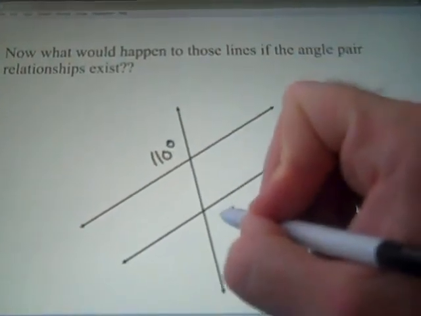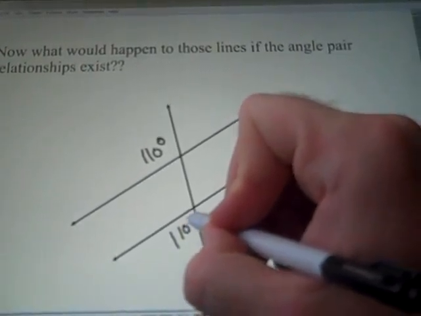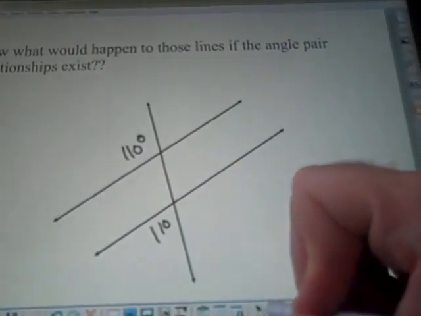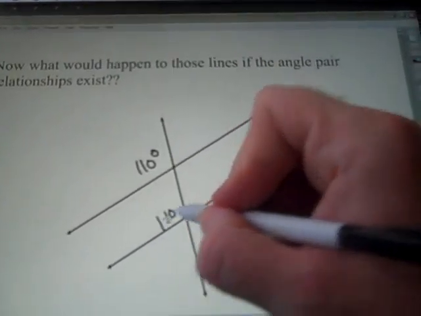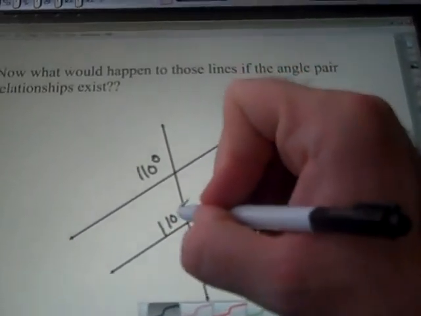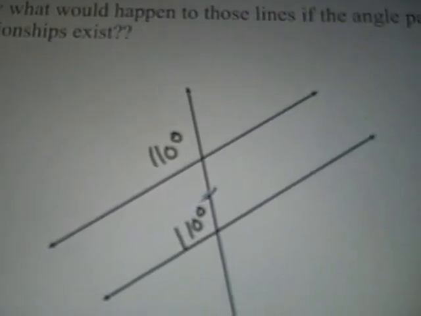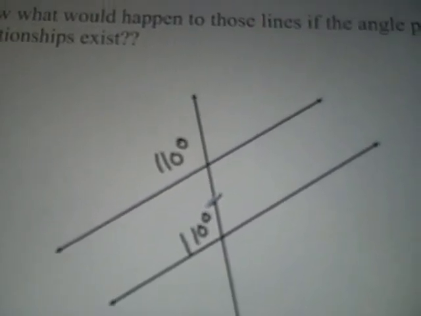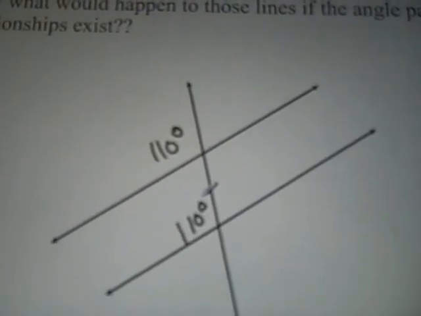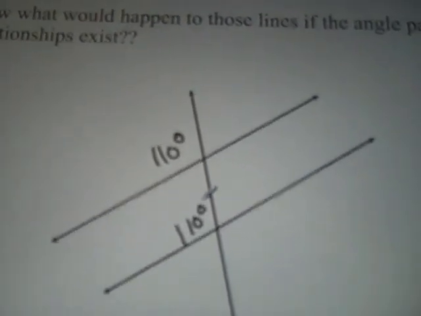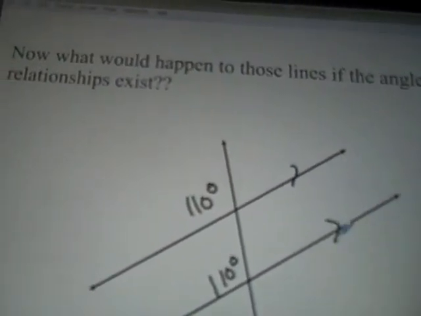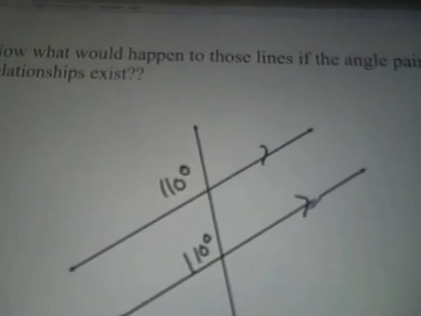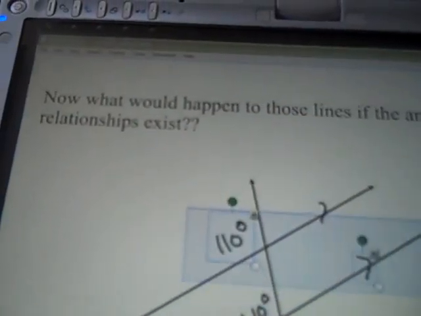That this is 110 and this, oops, not that one. This is 110 degrees. What type of angles are those two? If you said corresponding, you're right. And because our corresponding angles are congruent, therefore the lines must be parallel. Okay, there's one way to tell if lines are parallel.